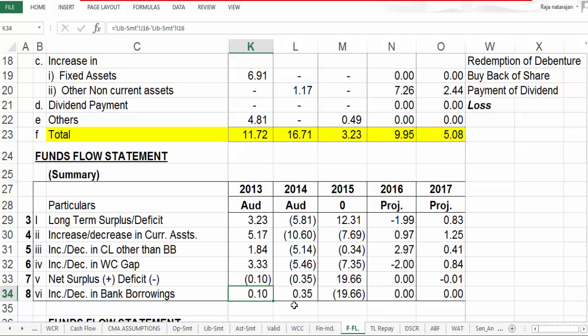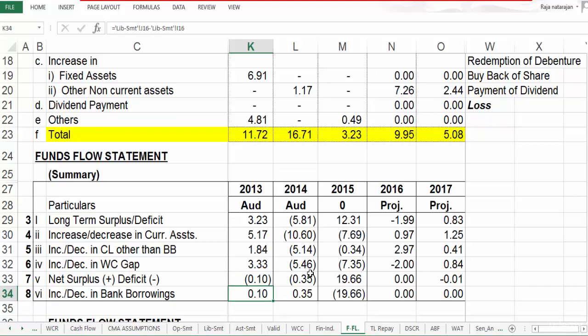This is something manageable, right? This is something which every business will have. There will be some increased requirement in working capital, and that is being met out of long-term surplus. That is the ideal scenario actually. Here if you notice, current asset increases 5.17, current liability is 1.84, so working capital requirement is 3.33, and that is beautifully met from long-term sources, and still there was some shortage. That shortage was met from bank borrowings.